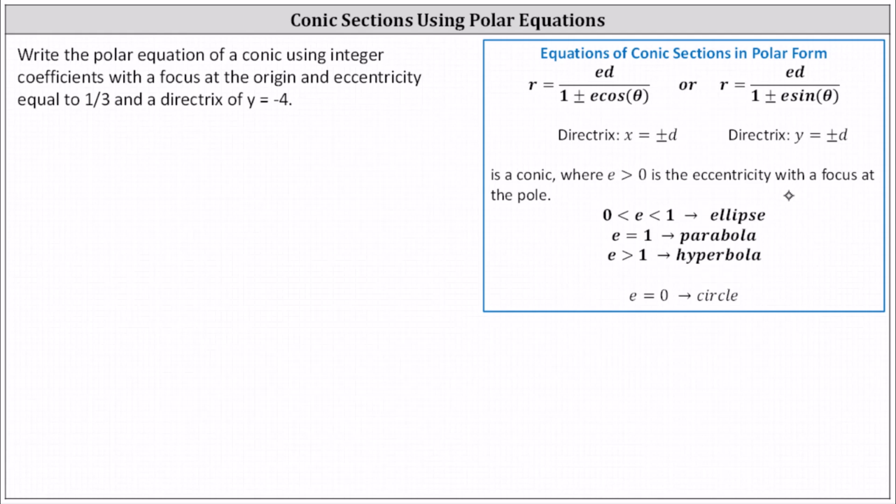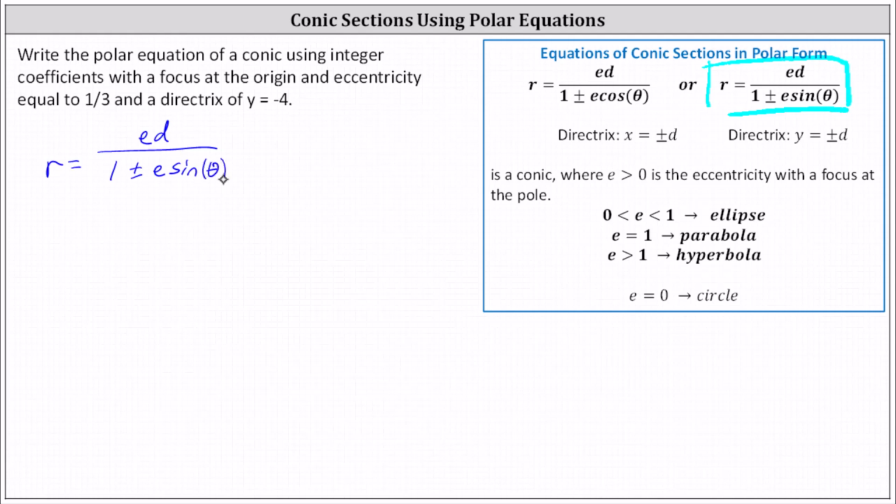Because we are given a directrix of y equals -4, which is a horizontal line, we'll be using the second form where the equation involves sine theta. If we were given a vertical directrix in the form of x equals plus or minus d, we'd use this form here on the left involving cosine theta. So let's write down the form of the equation we'll be using, which again is r equals e times d divided by the quantity 1 plus or minus e sine theta.